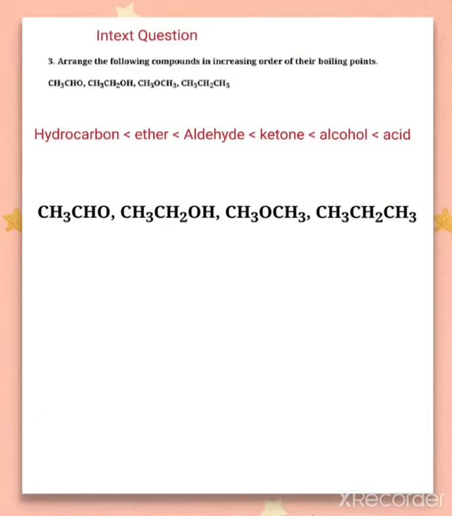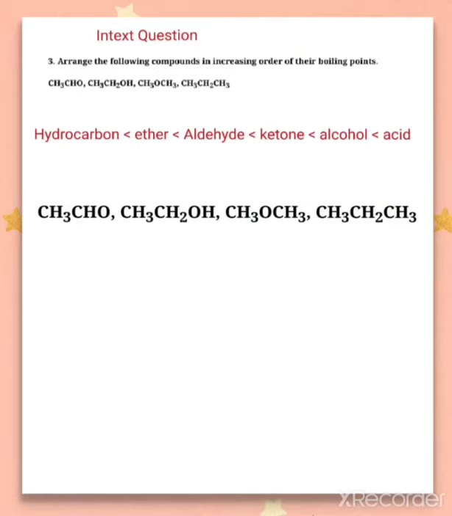So next higher will be ketone, but alcohol can form intermolecular hydrogen bonds. Acid can also form intermolecular hydrogen bonds. So this is the sequence you need to remember for arranging the given compounds in the increasing order of boiling point. But only when they have comparable mass, apply this sequence.